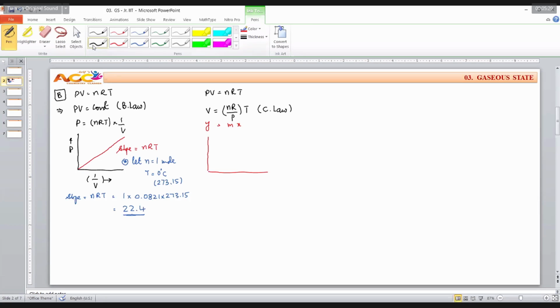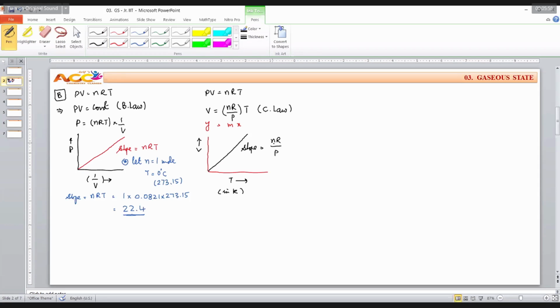If I take volume along the y-axis and temperature, which temperature? Kelvin temperature, remember that. If I take this, then again it is y is equal to mx, a straight line passing through the origin. So you may have this type of graph, right? And for that graph, what about the slope of the graph? Very simple, sir. The slope of the graph is equal to nR by P.